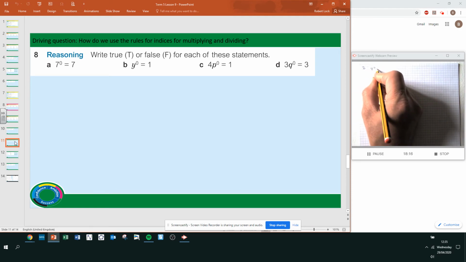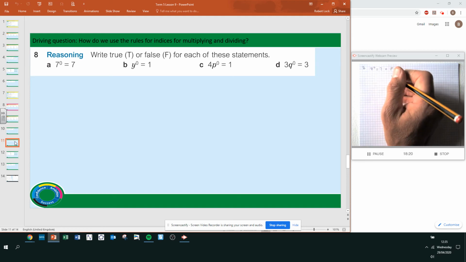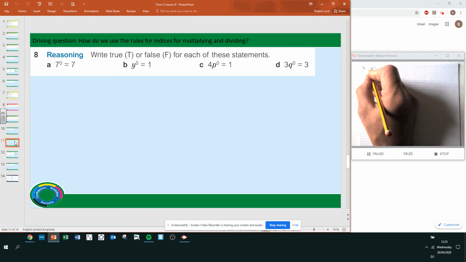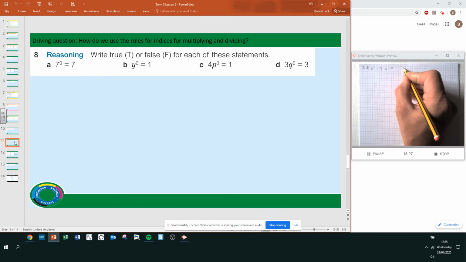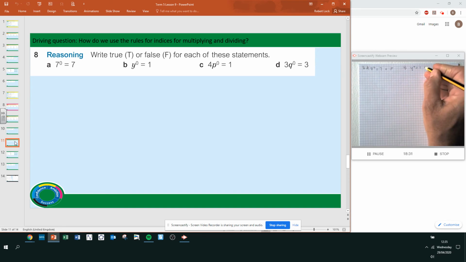A. Seven to the power zero is worth seven. False. It's worth one. Seven to the power zero is worth one. B. Y to the power of 0 is worth 1. True.